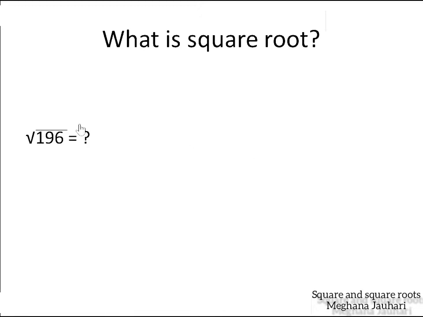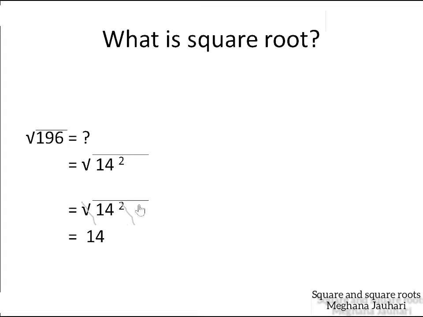Let's revise again related to the square root. Square root is nothing but the inverse of the square operation. Like, what is the square root of 196? We can say that the square root of 196 is the square root of 14 square. Square and square root will get cancelled and we are left with 14. It means that the square root of 196 is 14. I hope you have totally understood this point, right?